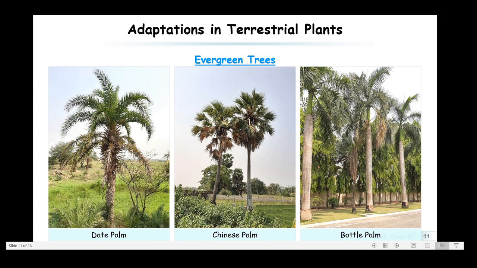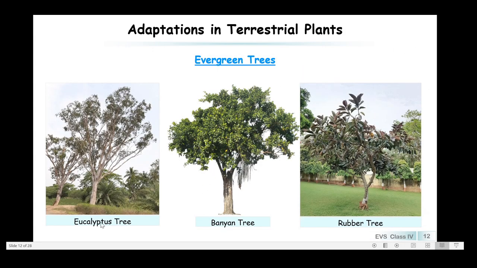If we look at some more evergreen trees, eucalyptus is another example of evergreen tree, right? And sometimes they grow to very impressive sizes also. Another example is banyan tree. I hope all of you know that this is our national tree also. In winters also it remains green and provides shelter for birds in its foliage. Similarly, rubber tree is another example of evergreen trees.